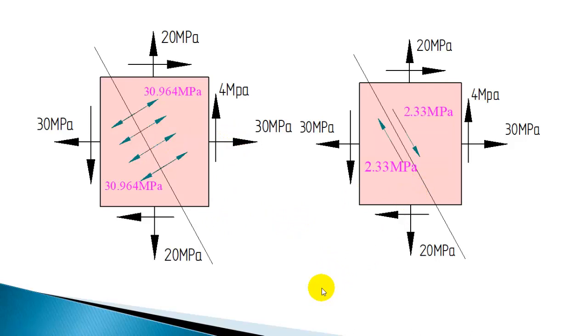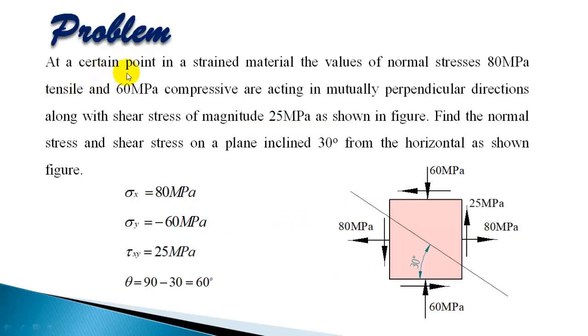Let us work out another example. At a certain point in a strained material, the values of normal stresses, 80 megapascal tensile and 60 megapascal compressive, are acting in mutually perpendicular directions, along with a shear stress of magnitude 25 megapascal as shown in the figure. Find the normal stress and shear stress on a plane inclined 30 degrees from the horizontal as shown in the figure.